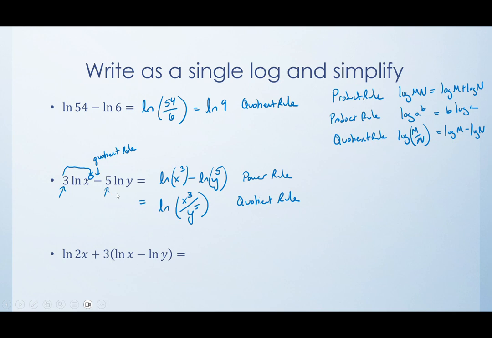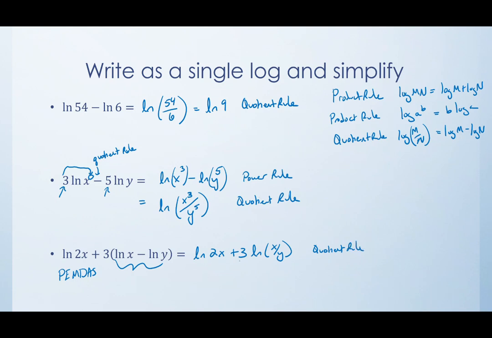All right, what about the last one on this page? This one's a little more complicated. We do need to follow PEMDAS, maybe. So PEMDAS would say deal with what's in the parentheses first, right? We have a difference of logs. So I've got ln 2x plus 3 ln of x over y, right? Quotient rule.